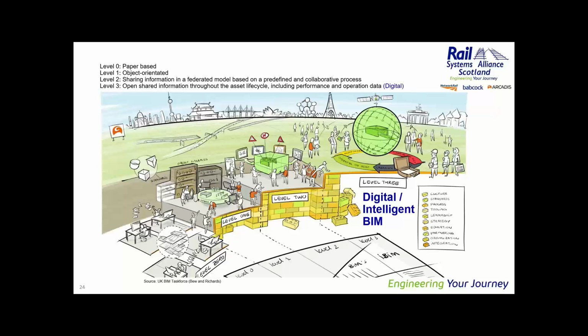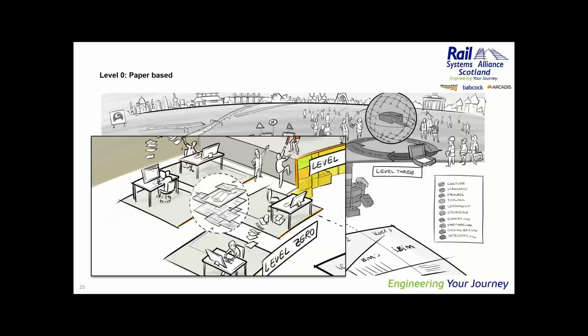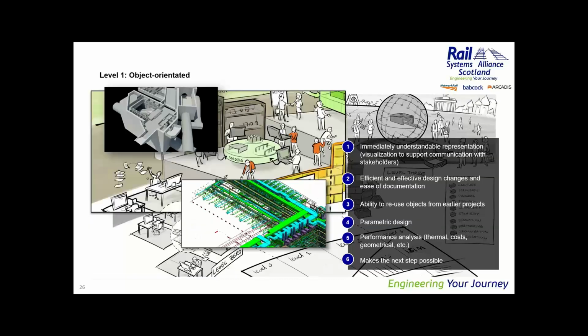Level 1, we talked about, we delivered object-orientated models. These models immediately gave the end user a visual representation of the objects that we were designing. The models are efficient and effective and easy to provide documentation from. It was easy in those stages to reuse objects from earlier projects. We started to introduce things like parametric design, and we could start to play with performance analysis on our models within a BIM Level 1 project. And BIM Level 1 then made the next step possible.